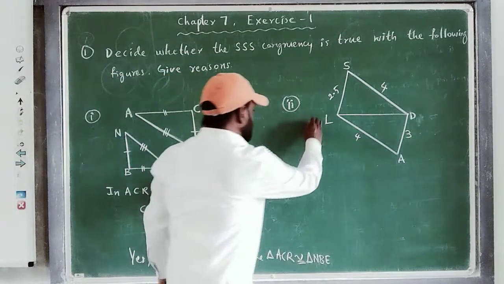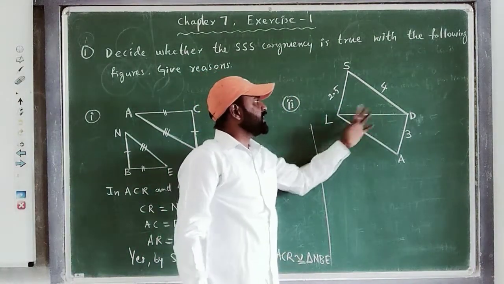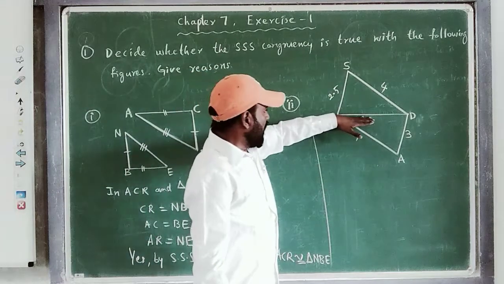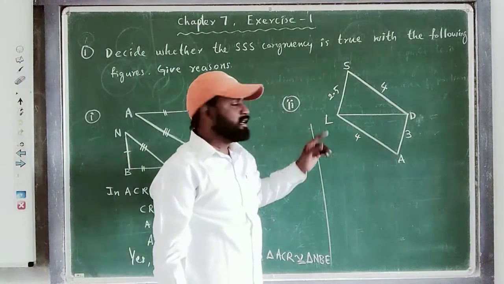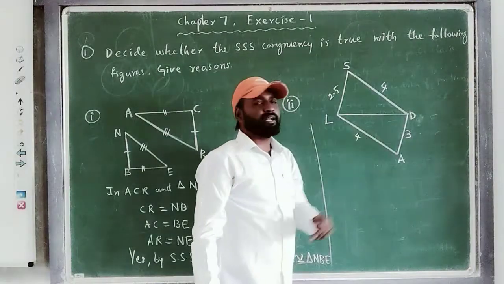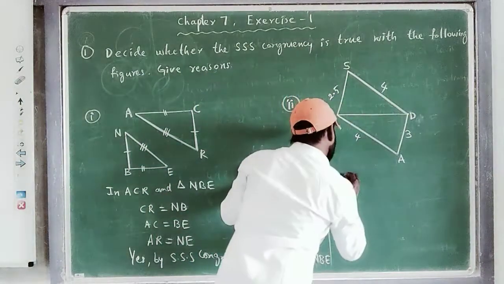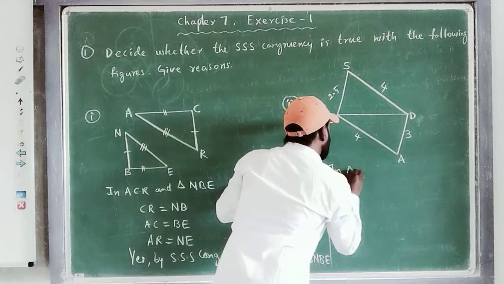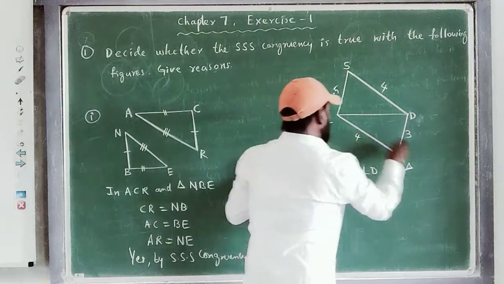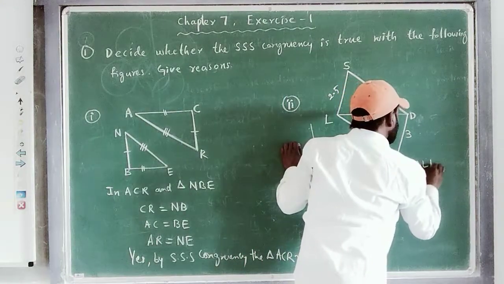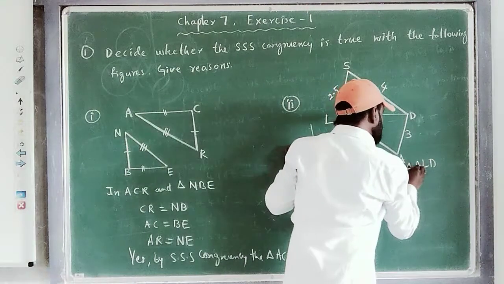Now let us check this. In this pair of triangles, see LD is the common side for both triangles. Above the LD line, one triangle is there. Below that also one triangle is there. So both triangles have a common side, LD. So let us compare the two triangles, triangle SLD and triangle ALD, below the line and above the line.